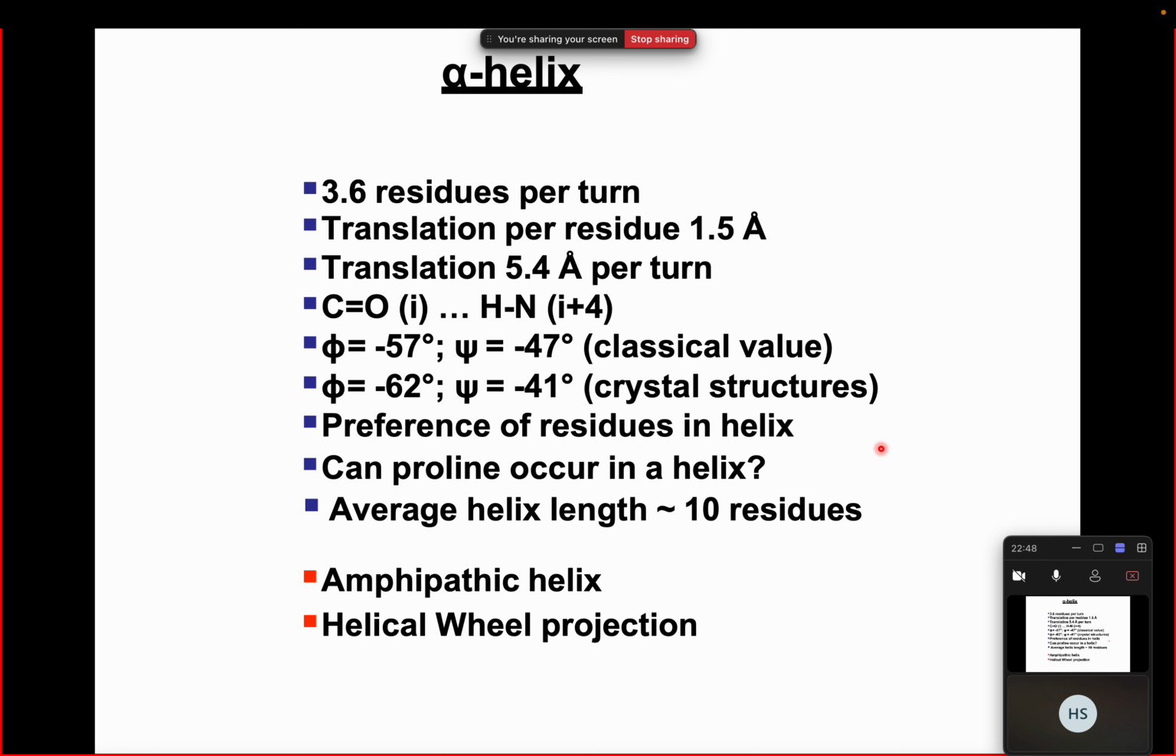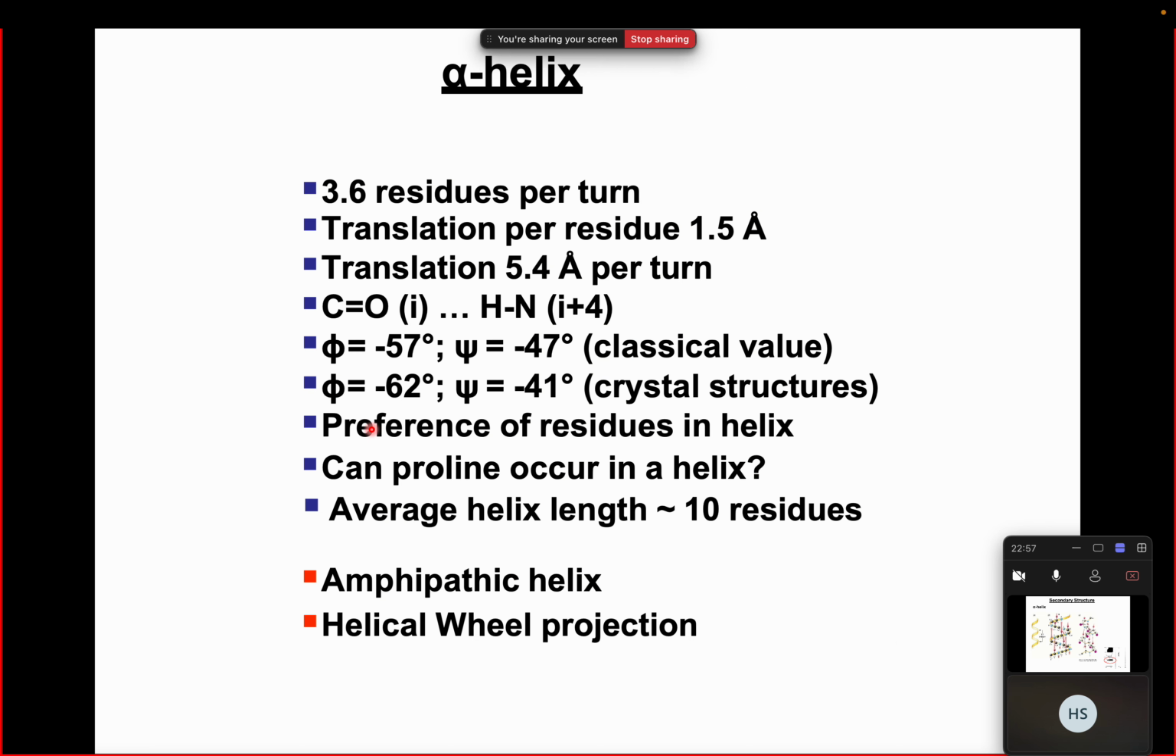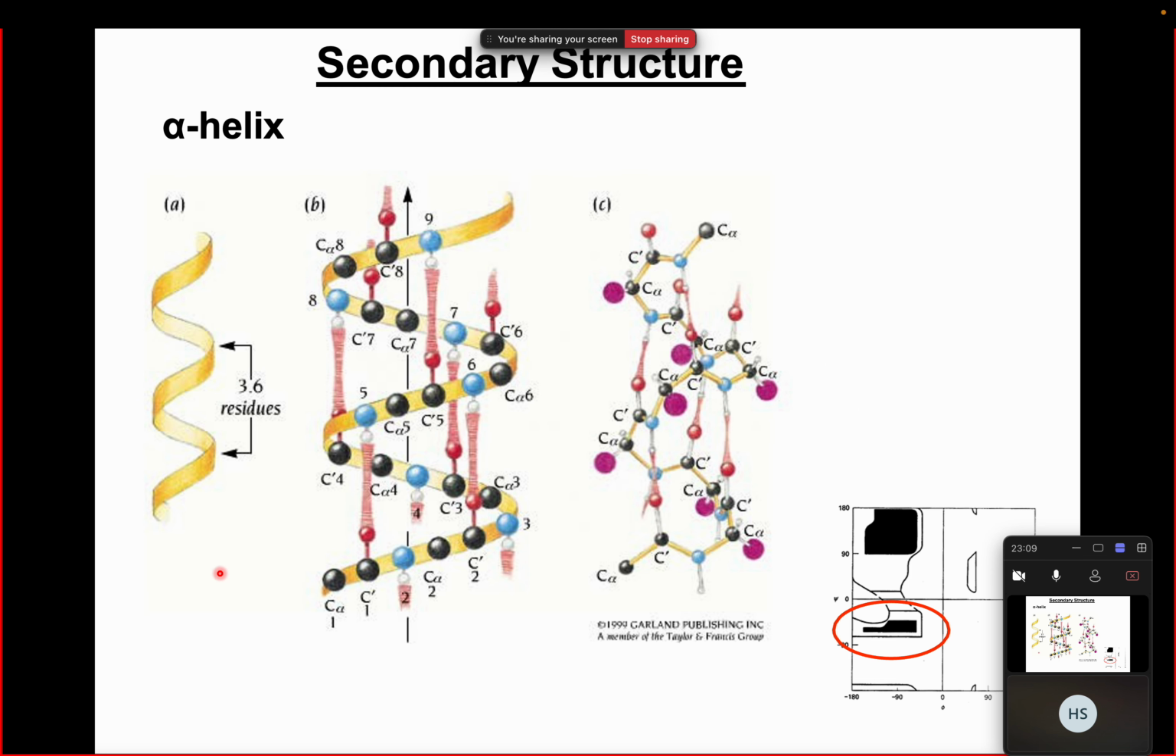The hydrogen bonding pattern is C=O... I'm sorry, I wrongly said nitrogen here. It will be the oxygen of the CO of the first residue, or say i, bonding with the nitrogen of the fifth residue, that is i plus 4th. So if this is the ith, then this will be the i plus 4th. N is the amine side of the residue, and this will be the carboxyl side of the residue.